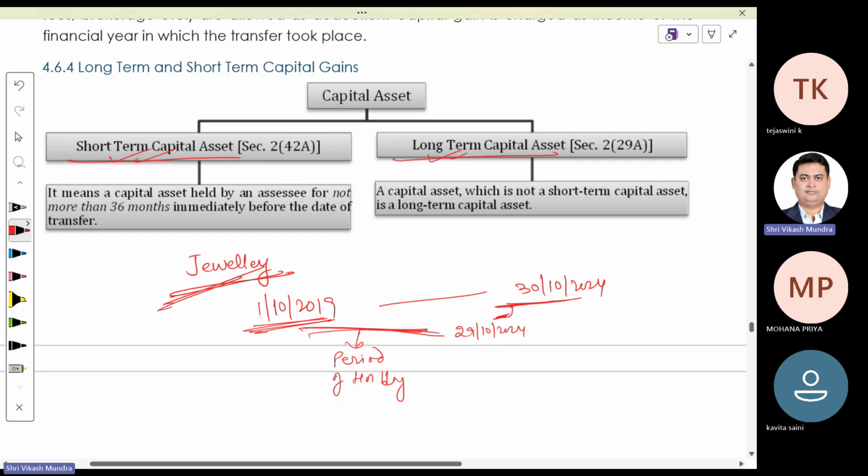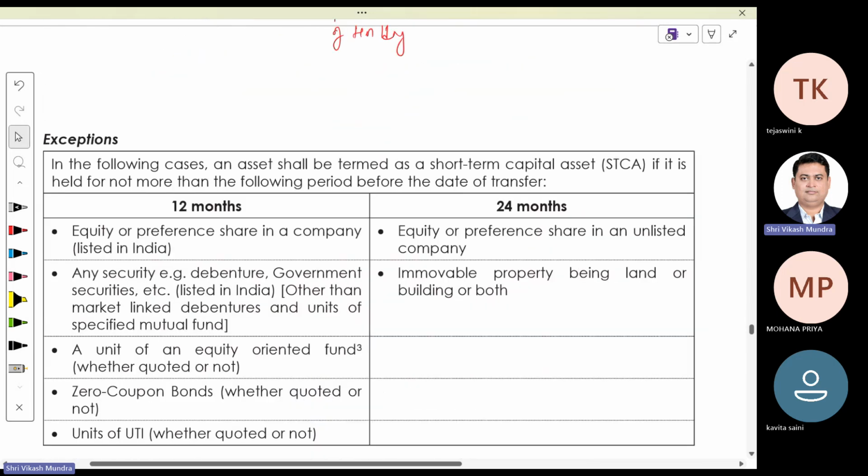However, there are certain exceptions to this rule. In general, 36 months should be considered the cutoff for long-term and short-term. However, in certain cases this cutoff is reduced to 12 months, or in some cases 24 months. In case of equity shares or preference shares listed in any stock exchange in India, any securities which are listed in India, for example debentures and government securities, other than market linked debentures and units of a specified mutual fund, units of an equity oriented fund whether quoted or not, zero coupon bonds or units of UTI.